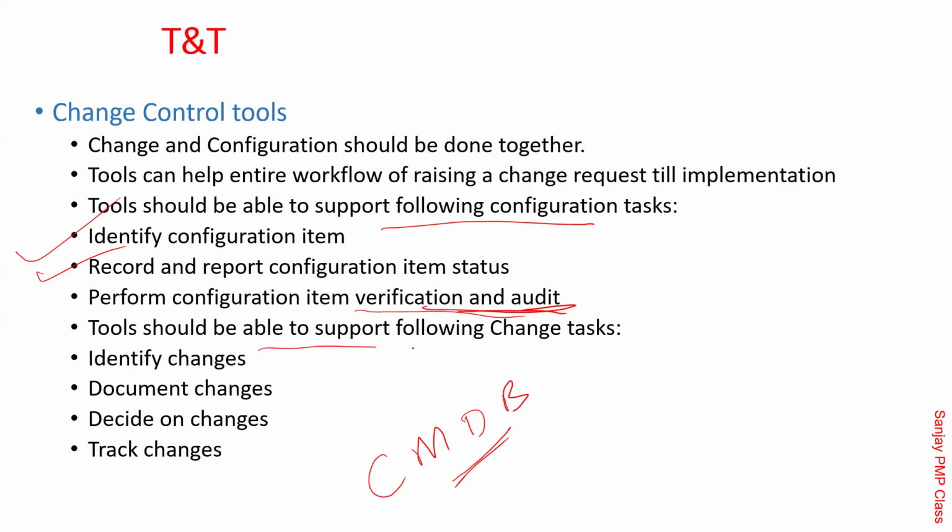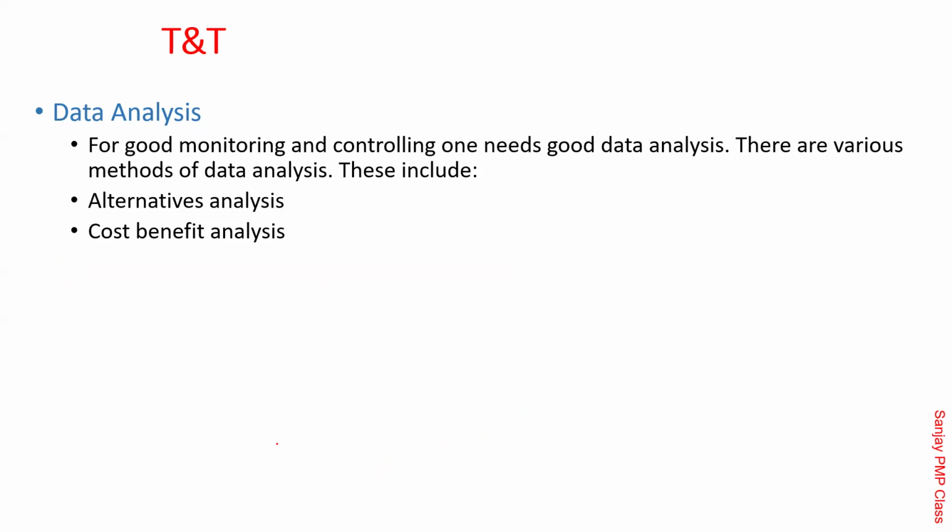That's what is there. The tool should be able to support this task: identify the changes, document the changes, decide on changes. Basically, I don't know how the tool would decide on the changes, but nowadays it may be possible, so many things AI does, and then track the changes. So these are change control tools. When the change advisory board is approving or rejecting, they need to do multiple analysis. Which CR to withhold, which CR to expedite, which CR to approve.